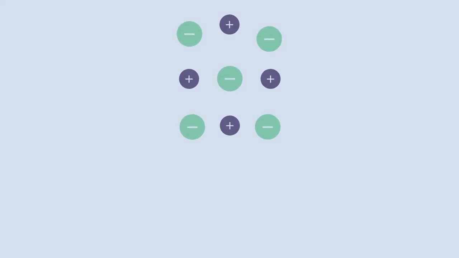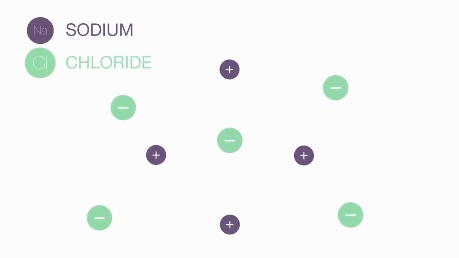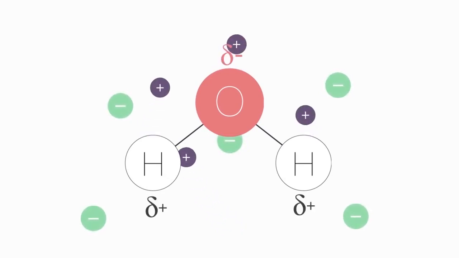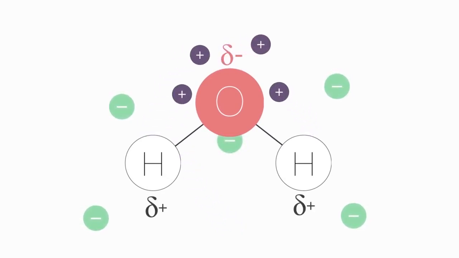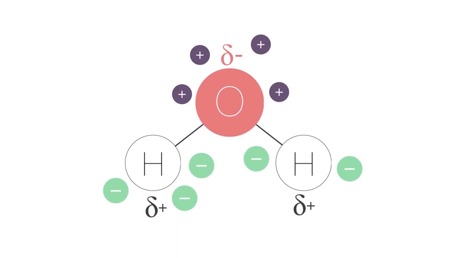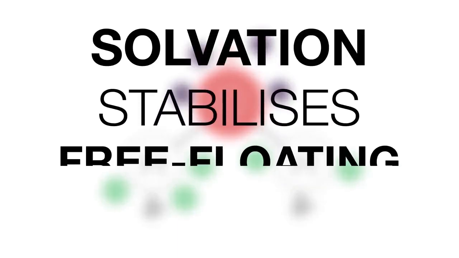So when we dissolve sodium chloride, it will dissociate into sodium and chloride ions. These ions become stabilized in water due to the polar nature of water. As you can see, the sodium ions are stabilized by the negative dipole of water, and the chloride ions are stabilized by the positive dipole of water. This solvation stabilizes the free-floating ions.